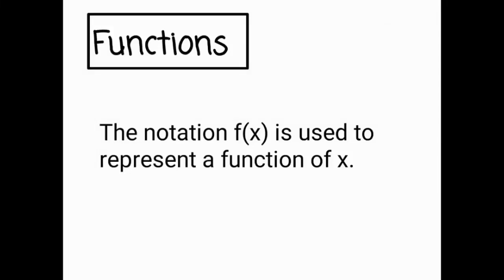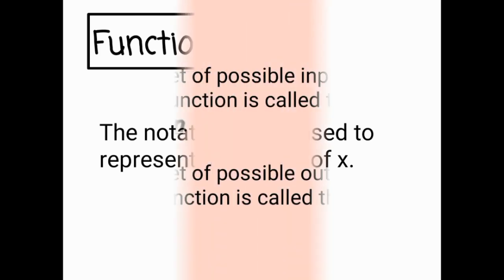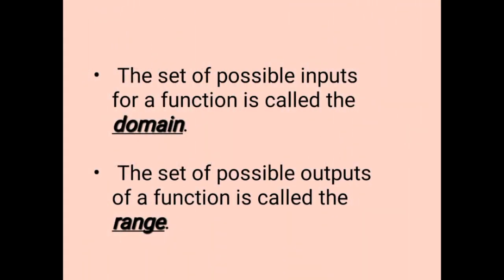A function is a mathematical relationship that maps each value of a set of inputs to a single output. The notation f(x) is used to represent a function of x. The set of possible inputs for a function is called the domain, and the set of possible outputs of a function is called the range.